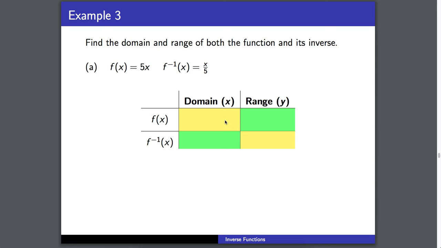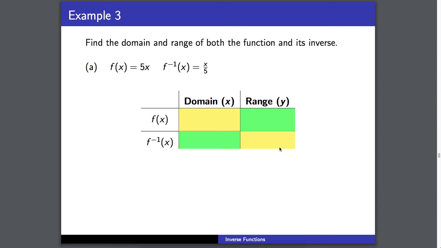So the domain of our original function is going to be the same as the range of our inverse. They're both yellow. The domain of our inverse is going to be the same as the range of our original function. They're both green. So they're highlighted that way to emphasize that the value in this cell will be a copy of the one over here. We'll just change from x values to y values.